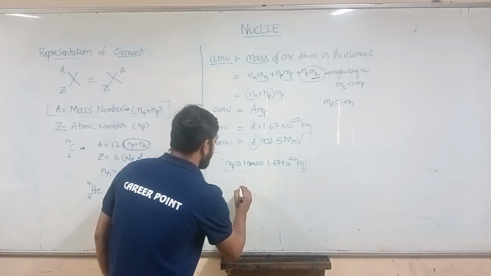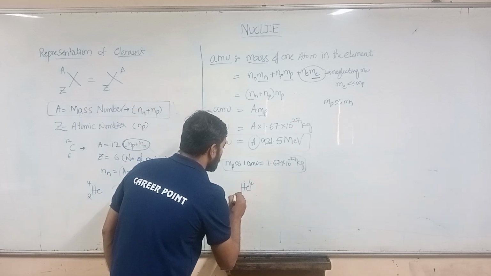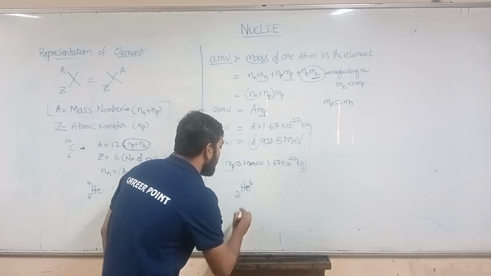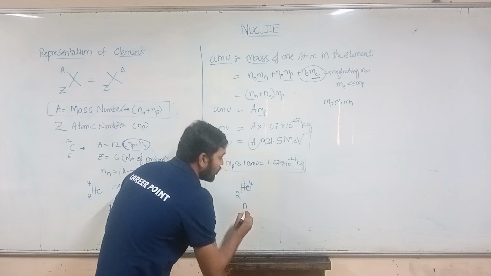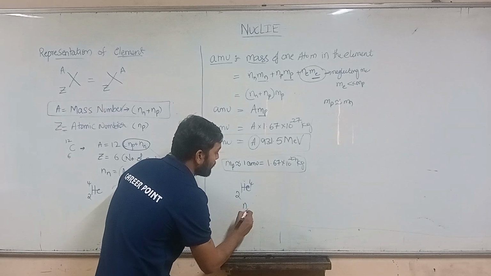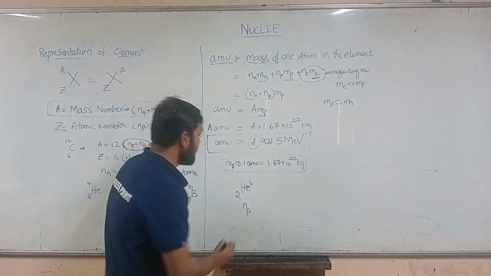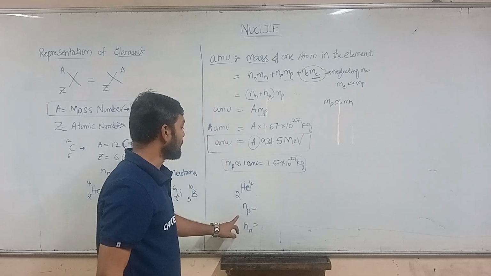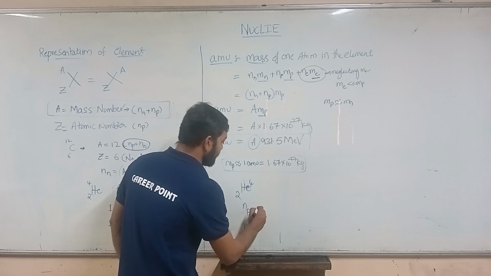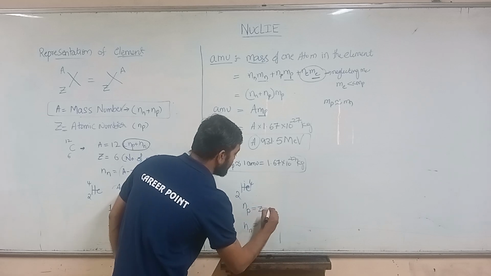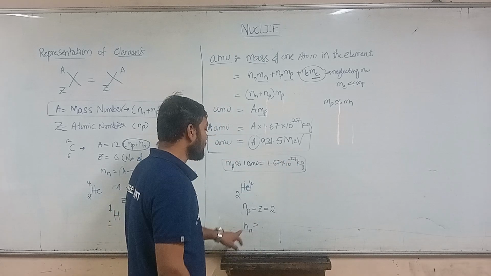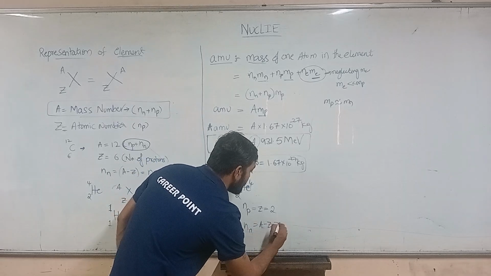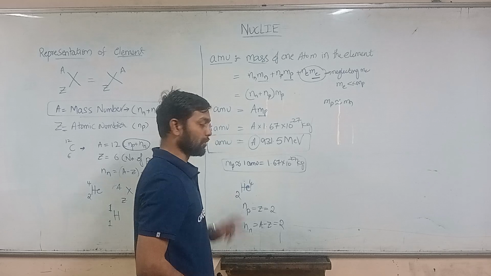Let us take here helium, He with mass number 4 and atomic number 2. Here we have the number of protons and the number of neutrons. The number of protons is equal to Z, so Z is equal to 2. And the number of neutrons is equal to A minus Z, which is 4 minus 2.